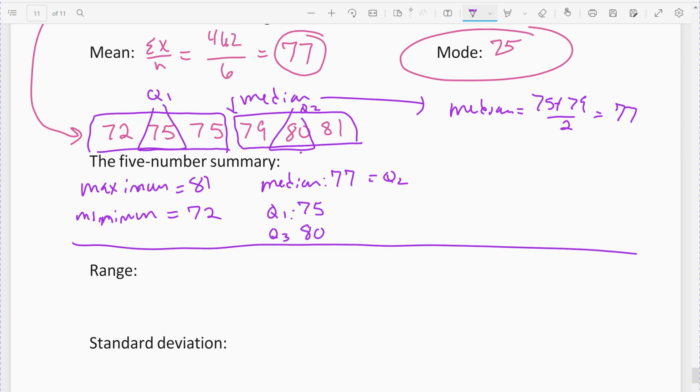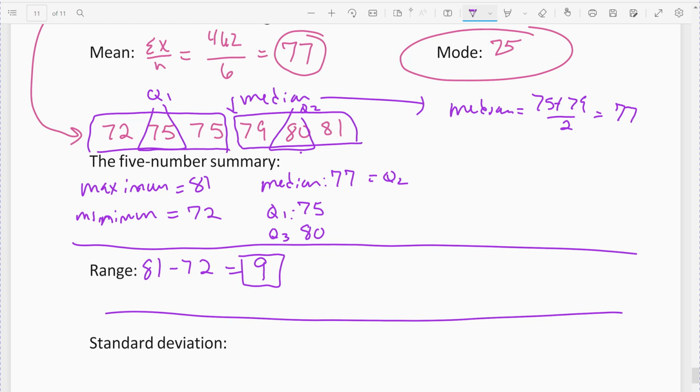Alright, the range is the difference between the high value and the low value. So I take my 81 minus my 72, and so the range is 9. That means the scores all land within 9 points of each other, a range of 9 points between the high and the low. Alright, so there's the range.